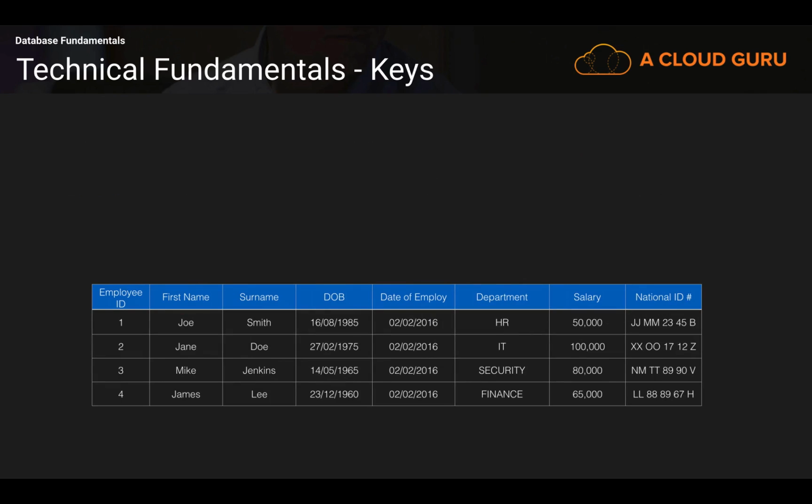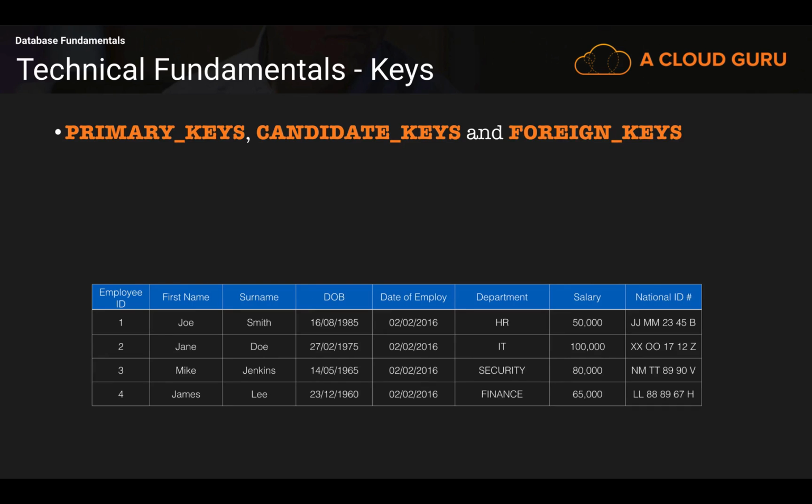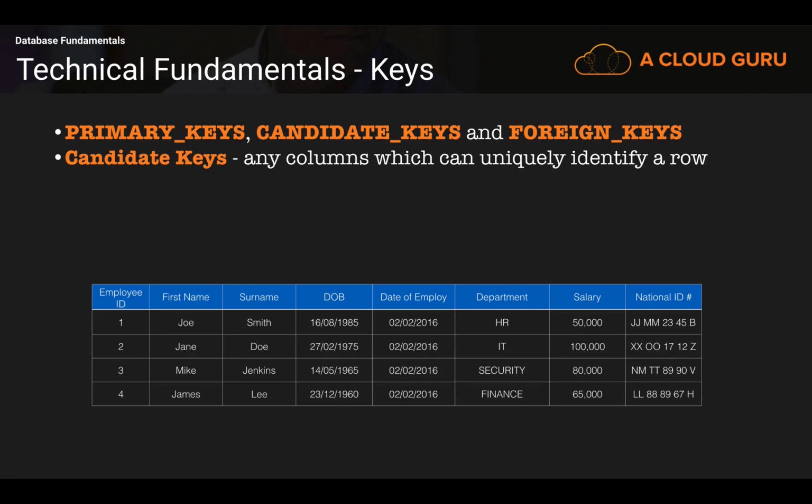The next concept I want to introduce are keys. Keys are columns which have been designated special within a table. Their function depends on the type of key. Keys come in a few different types, the main ones being candidate keys, primary keys, and foreign keys. Candidate keys are any columns within a table that for a given value could uniquely identify a row. They can't have null or duplicate values. In our staff table below, examples of candidate keys are employee ID and national ID number.